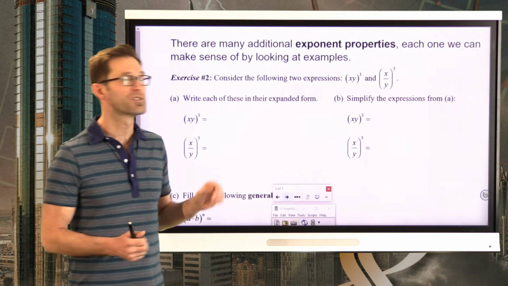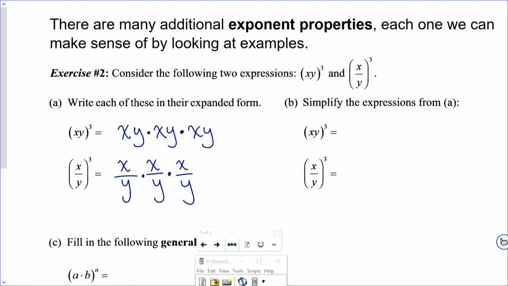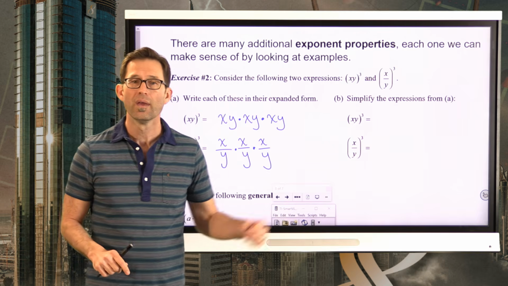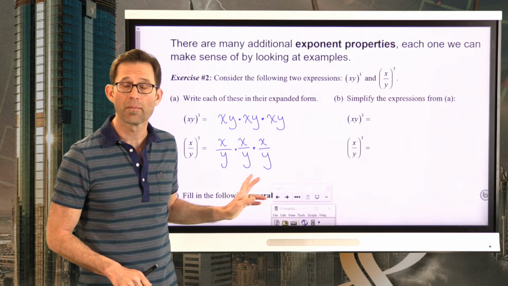Well, this first one is just x times y times x times y times x times y. And the second one is x divided by y times x divided by y times x divided by y. Simple enough. Now, letter B, simplify the expressions from A. Honestly, probably the first one is trickier to think about than the second one.